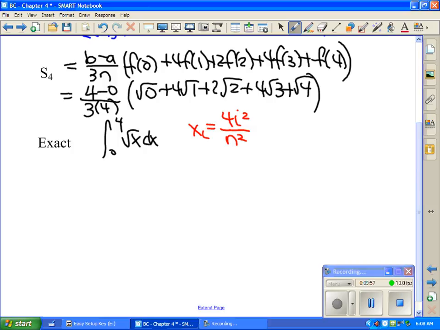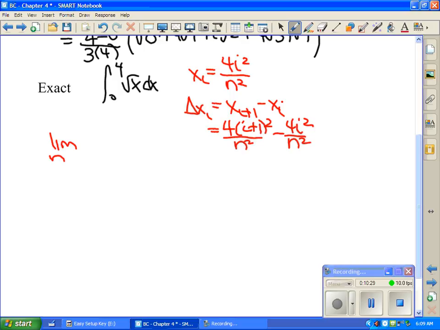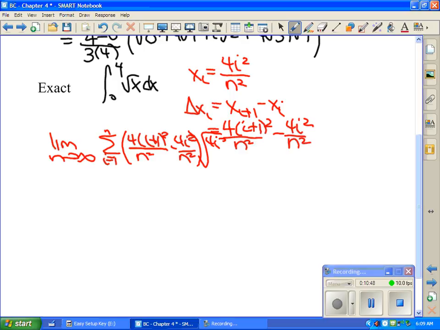But that meant our delta x's were going to end up being unevenly spaced because we would take each x value minus the previous value for your delta x, and that ends up being 4 times i plus 1 squared over n squared minus 4i squared over n squared. So notice as i changes values, these aren't going to be the same distance apart. So now we're going to do our summation. So we have, again, the limit as n approaches infinity, summation i equals 1 to n. But now my width is this expression here, 4 times i plus 1 squared over n squared minus 4i squared over n squared. And height is still being defined by the function, so square root of 4i squared over n squared. So you take this x sub i and substitute it into the square root function.